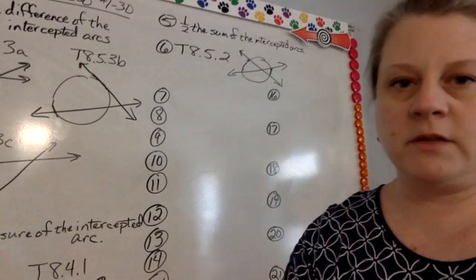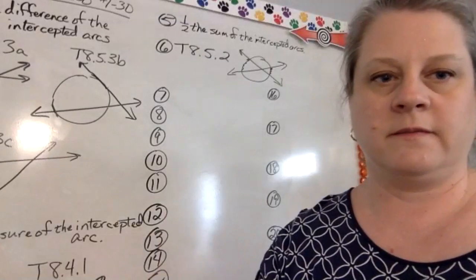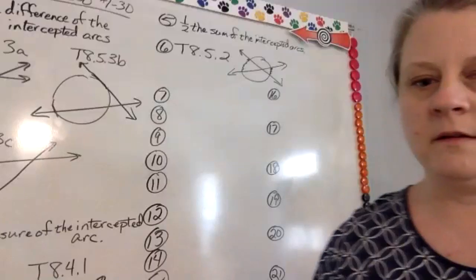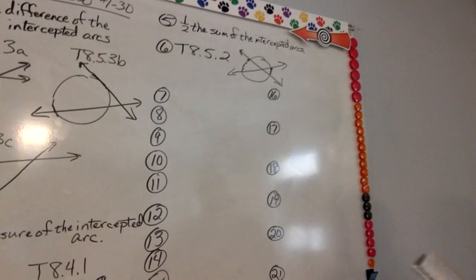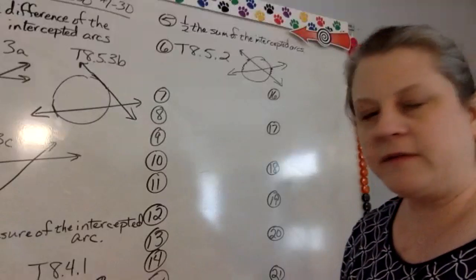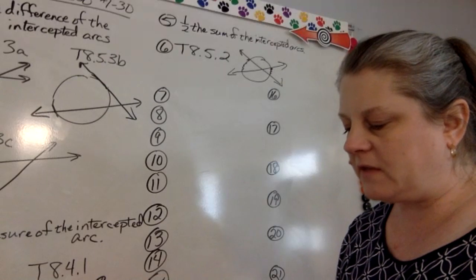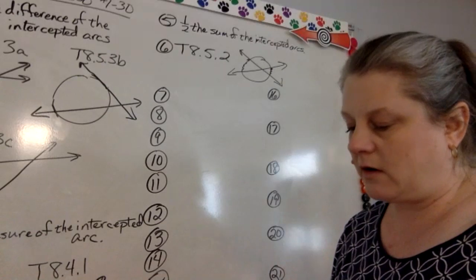So does everybody have 1 through 6? Yes? We're good with 1 through 6? Okay. All right, so the next part. On 7 through 15, it says fill in the blank for exercises 7 through 15. The measure of the given angle is blank of the intercepted arcs.